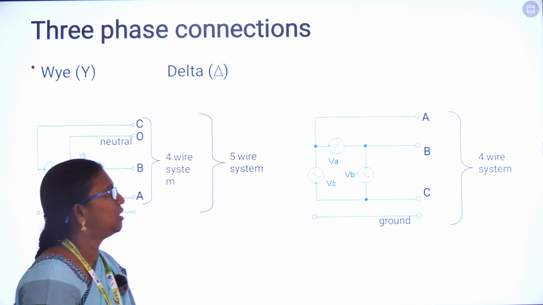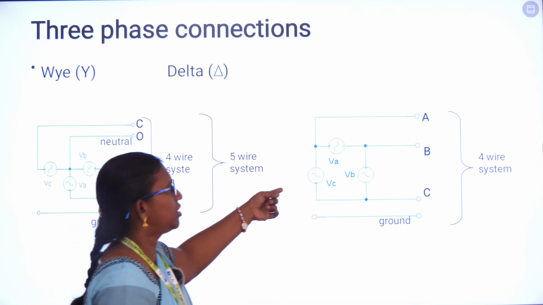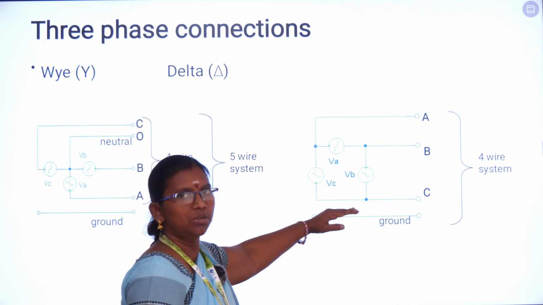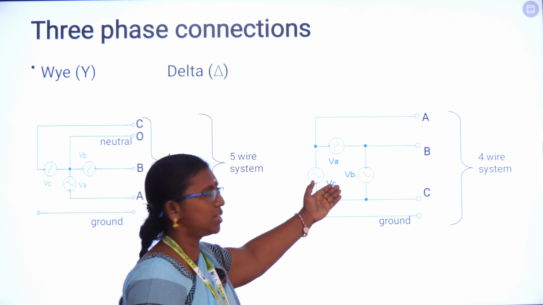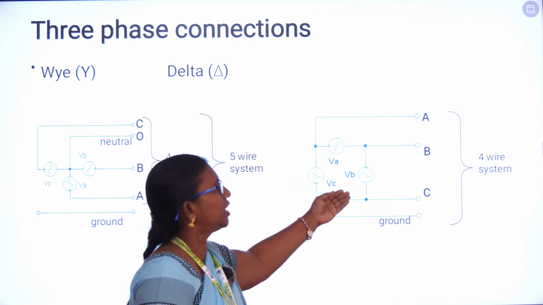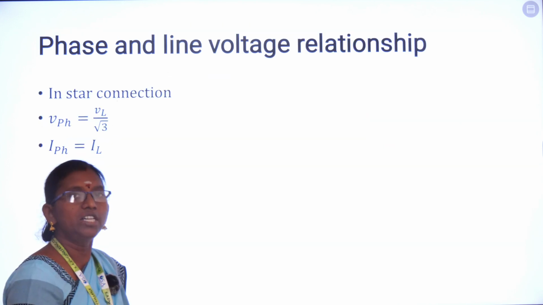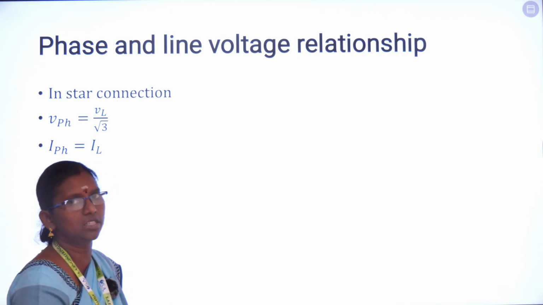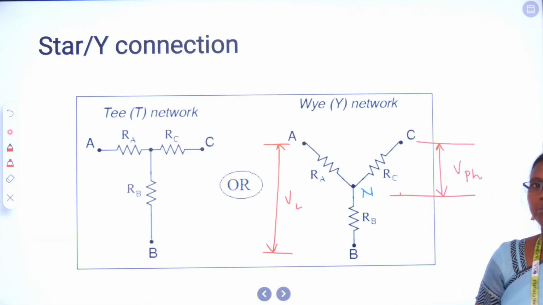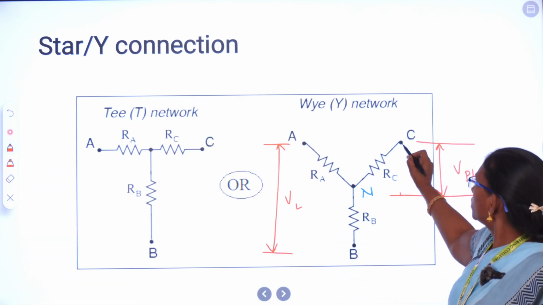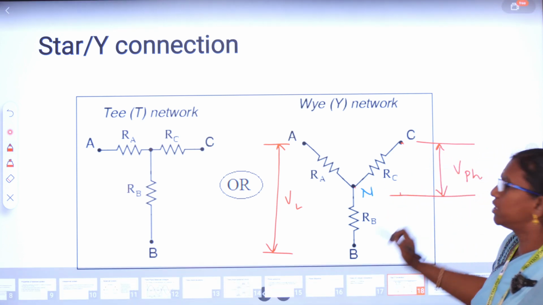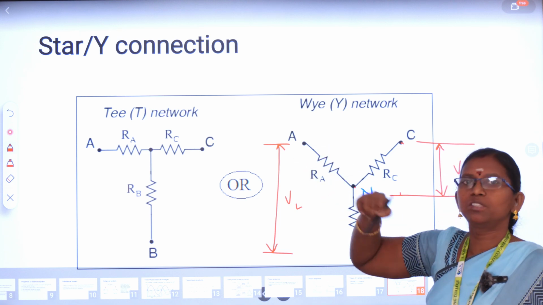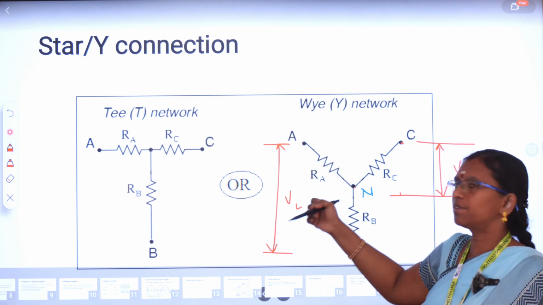In a delta connection, we always have a 3-phase 3-wire system or also a 3-phase 4-wire system. Without the presence of ground, we have a 3-phase 3-wire system. With the presence of ground, we have a 3-phase 4-wire system. Now the relationship between the phase voltages and the line voltages of a star connection and delta connection. When we measure the voltage across a terminal and neutral, we call that a phase voltage. When we measure the voltage across two different terminals of different phases, we call that a line voltage.